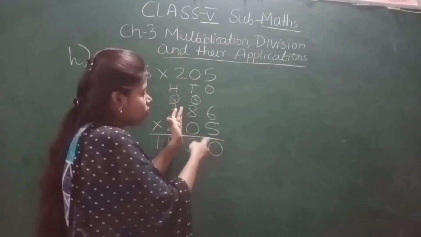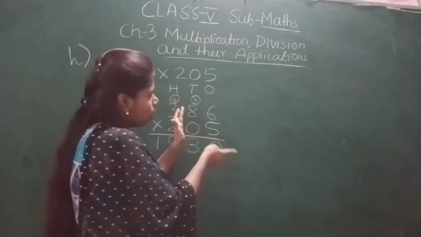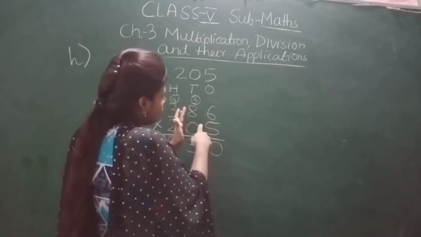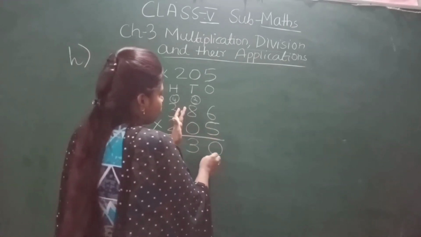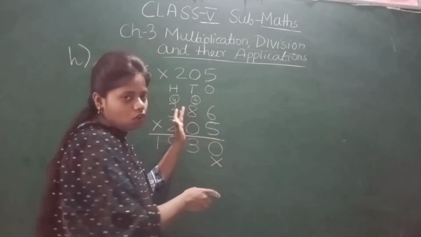Now you know how to multiply with 2 digits. Just now we have done. So think now 5 is not there. Only 1 digit is there, that is 0. So in the next step what you have to do? You have to put 1 cross in the ones column.